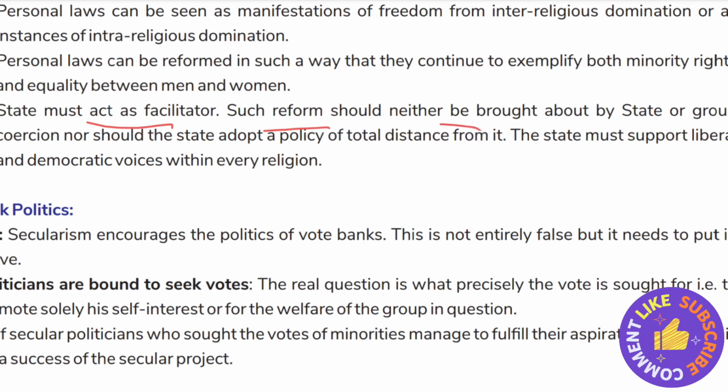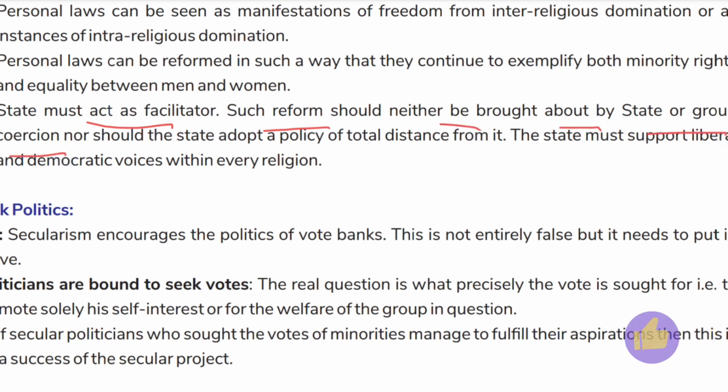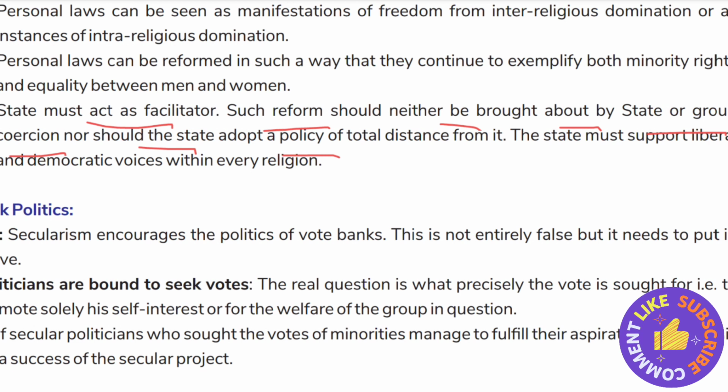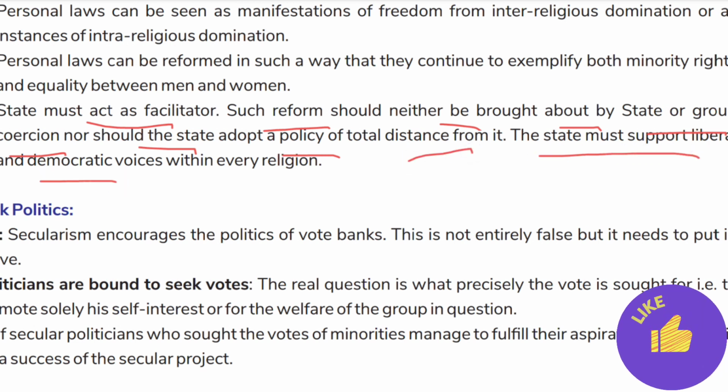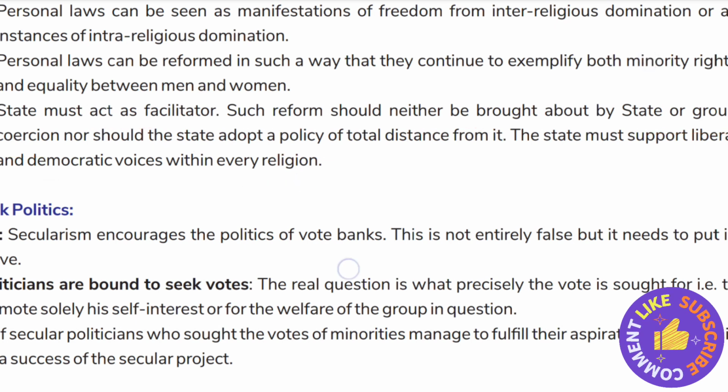Such reforms should neither be brought about by state or group coercion, nor should the state adopt a policy of total distance from it. The state must support the liberal and democratic voice within every religion.